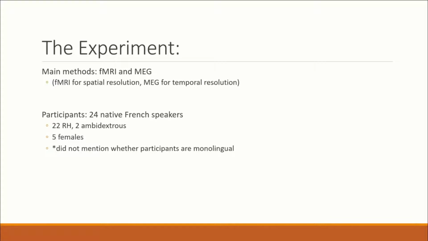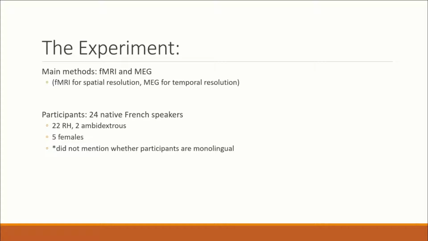The participants consisted of 24 native French speakers, of whom 22 were right-handed and 2 were ambidextrous. You might be wondering why they're reporting this, but it's because in linguistic studies, it's always important to pay attention to handedness. This is because handedness has been shown to affect language lateralization in the brain, in that language is typically lateralized to the left hemisphere, but especially in left-handed individuals, it can occasionally be lateralized to the right hemisphere.